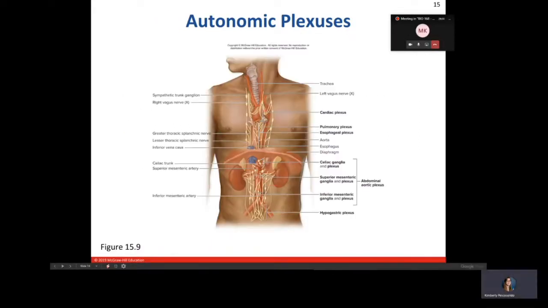So we can see here the cardiac plexus is going to be up here, the pulmonary plexus is down here. We also do have some other plexuses within the abdomen, but at this point, I'm not going to have you guys memorize exactly what the plexuses are and what they do, but I do want you to know the general functions of each system on all the organ systems.